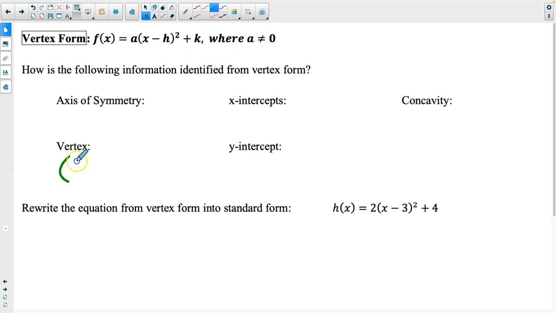So our vertex is h comma k. We have our axis of symmetry, which is going to be x equals h. We have our x-intercepts, which we're not going to worry about for right now. I'm actually going to cross that off for a moment. You're going to start finding them actually in this unit. We get better at that. Concavity is the same as it's always been. And our y-intercept, we plug in 0.